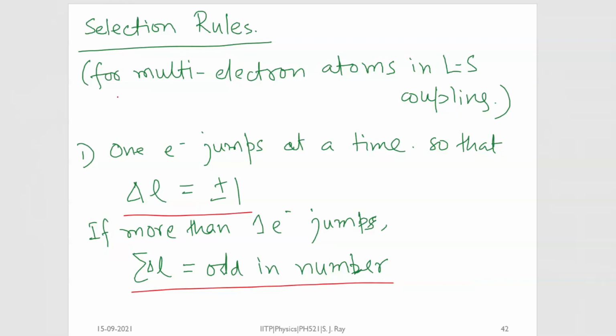If one electron jumps at a time, we are only interested in the orbital angular momentum change of that individual electron. So delta L has to be plus minus 1. However, if more than one electron jumps, then the sum of this delta L has to be odd in number.